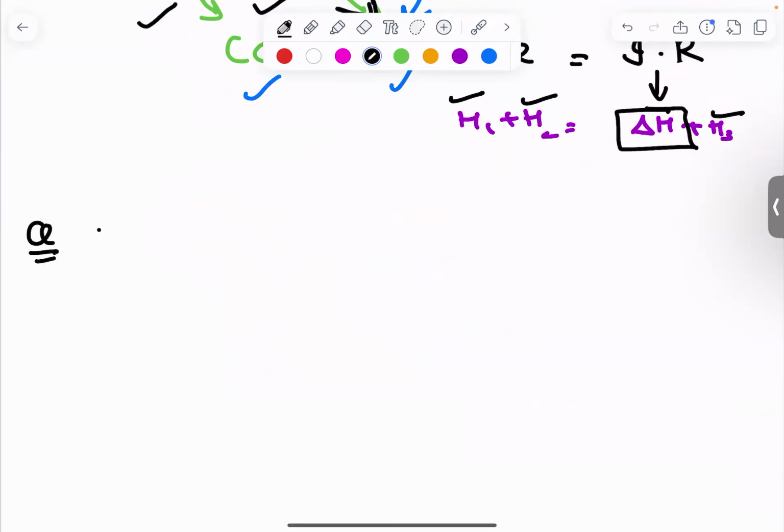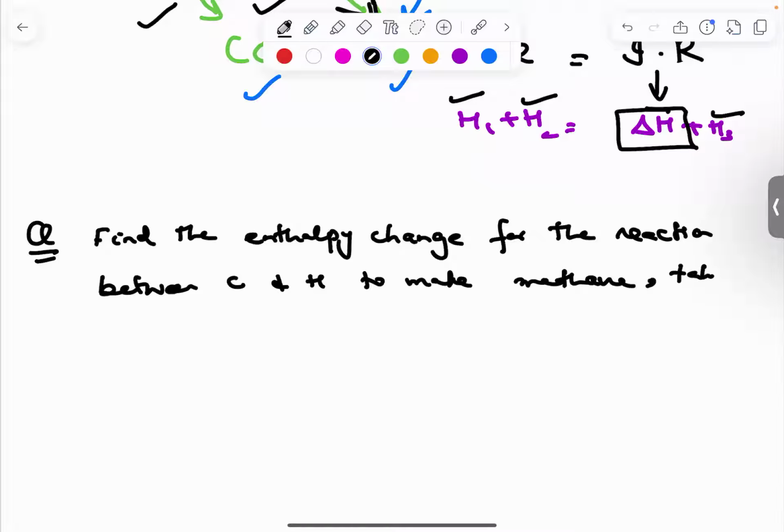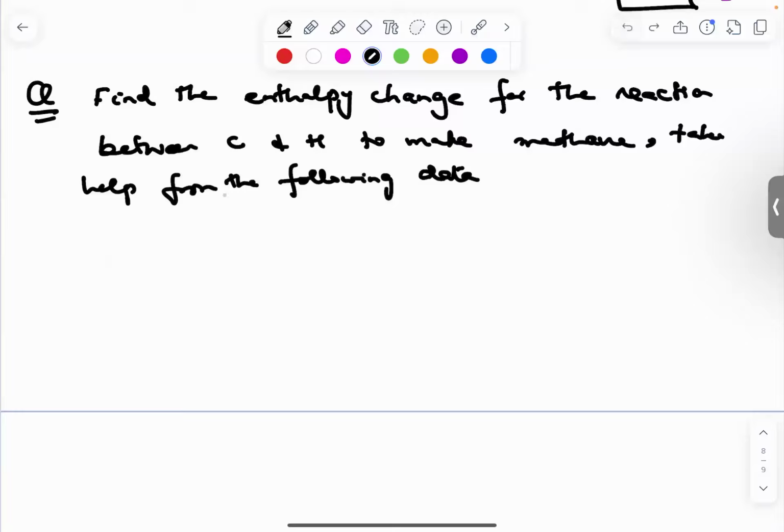Question is, find the enthalpy change for the reaction between carbon and hydrogen to make methane. Take help from the following data. So the data is this in front of you.